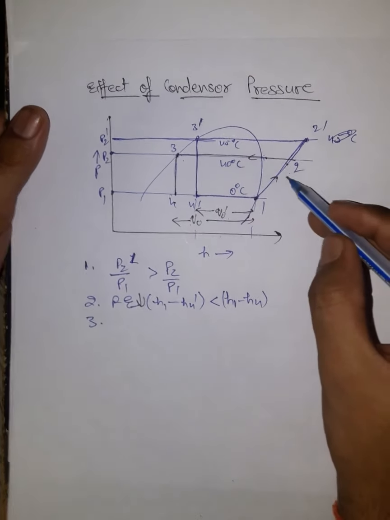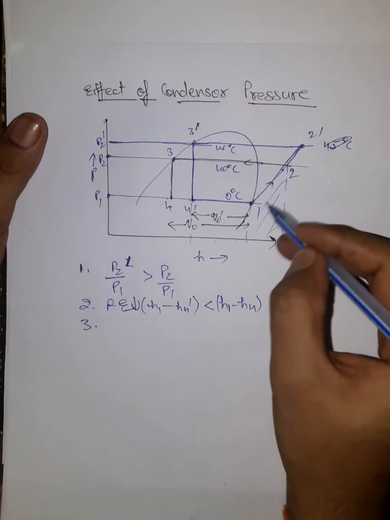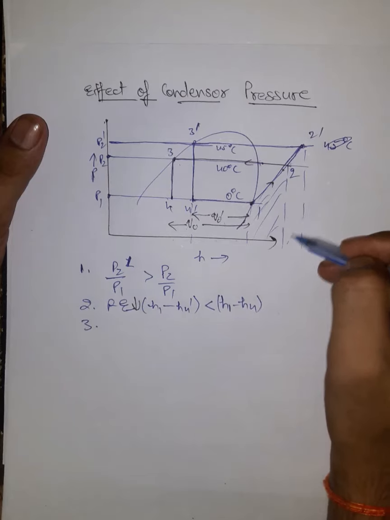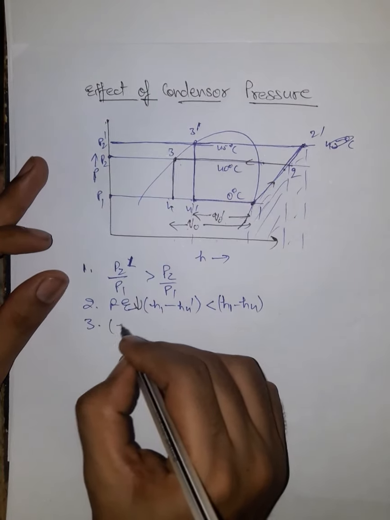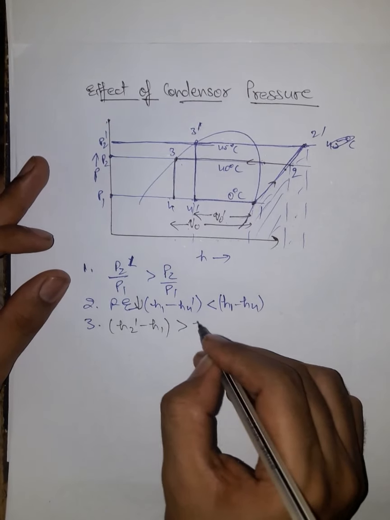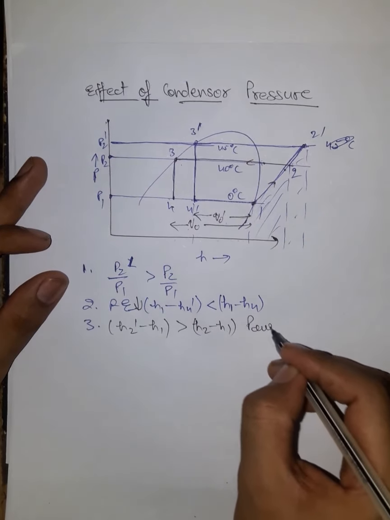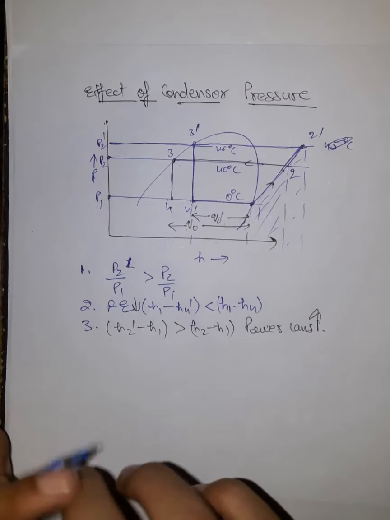And the third point is the compressor work. You can see from here, earlier the compressor work was only the area up to this point, but now since the pressure has increased, the required work has also increased. So the power consumption, that is H2 dash minus H1, is also greater than H2 minus H1. So you can say that power consumption has increased.